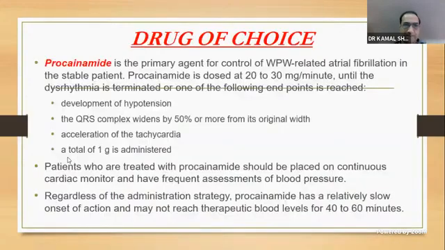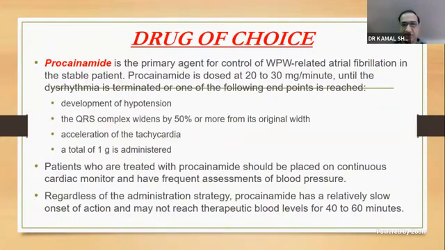What about tachycardia? Drug of choice? Procainamide, sir. Correct. So it's the primary agent to control AFib in a stable patient. But again, the therapy of choice is defibrillation, as you very correctly mentioned. Dose is 20 to 30 mg/min until the arrhythmia is terminated, or if you're getting hypotension, you need to stop, or if the QRS gets widened by 50% or more, or if there is acceleration.